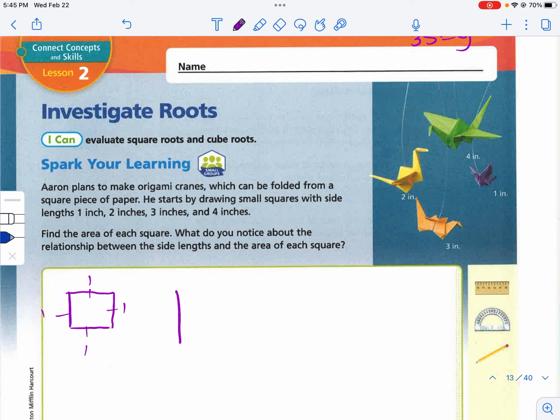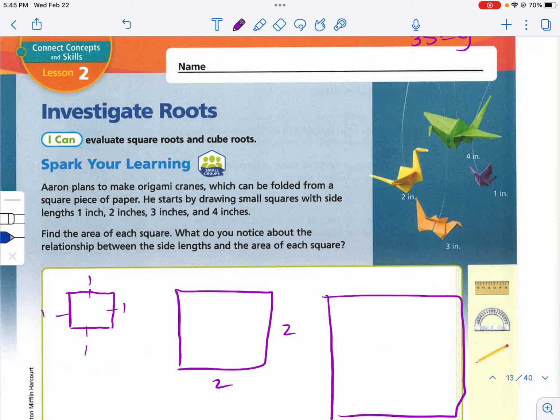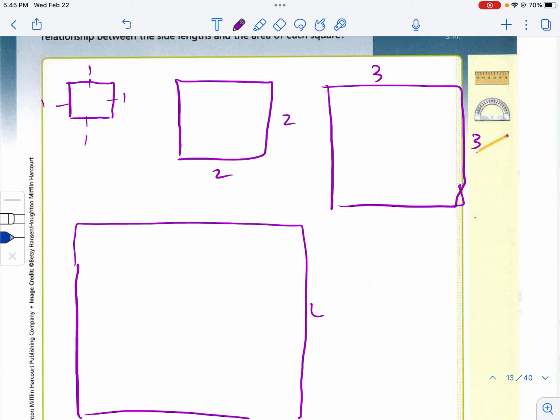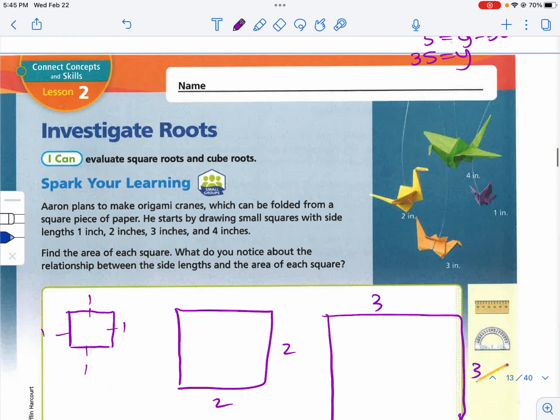And then we have 2, 2, 2, 2. And then we'll pretend that this is 3, but oh, that was horrible. 3 and 3. Awesome. Oh, and then I have to do 4. Okay, so 4, 4. Awesome.